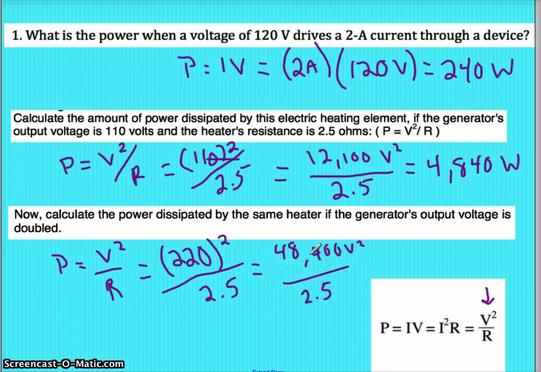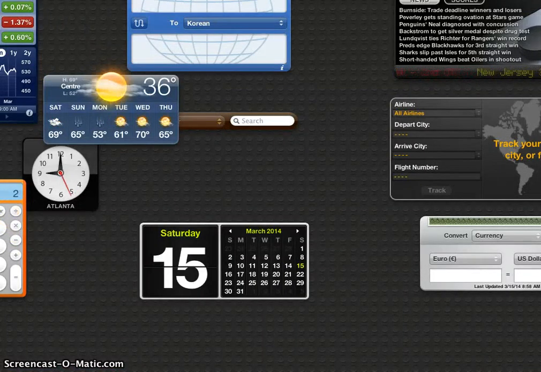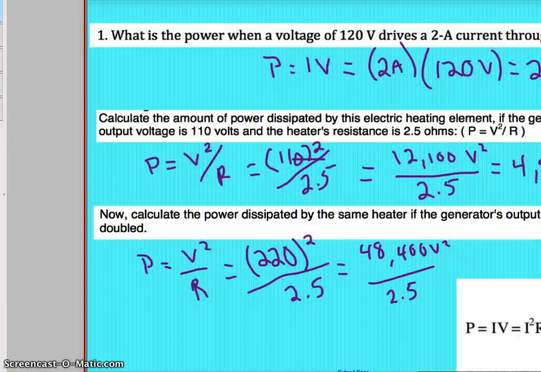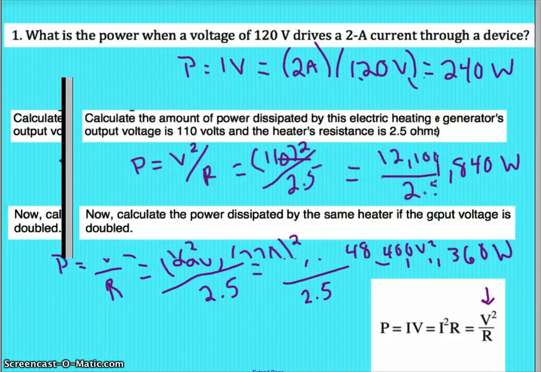So that's going to be a much bigger amount of power lost. 48,400 volts squared divided by 2.5 equals 19,360 watts lost. So notice what you have. The more volts you have, the more watts that are lost, and it's squared. Here you just doubled the voltage, but you did far more than just double the amount of watts that are dissipated. So that's an important thing right there.